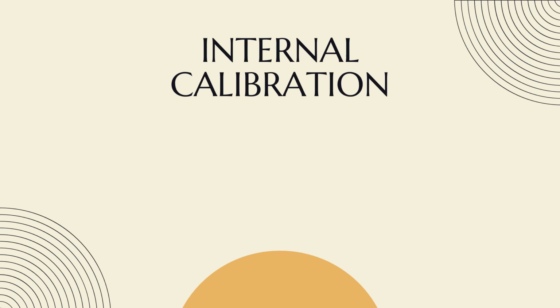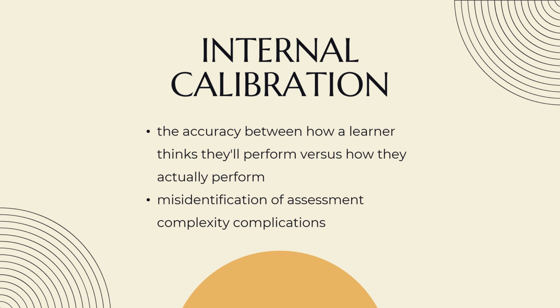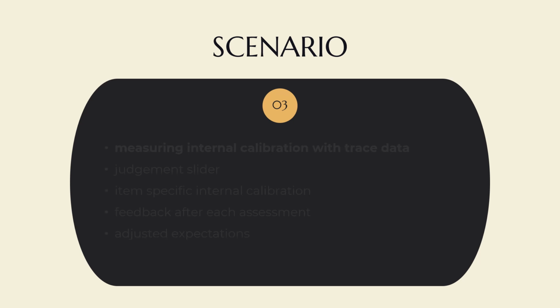The last of the three meta-comprehension calibration categories that we will be discussing in this presentation is internal calibration. Internal calibration is defined as the accuracy between how a learner believes they will perform versus how they actually end up performing. To gain more insight on internal calibration, let's go ahead and head over to scenario number 3.